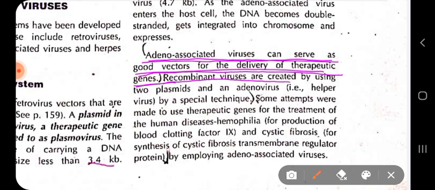Recombinant virus are created by using two plasmids and adenovirus with the help of a helper virus by a special technique. So now a special technique is being carried out by using recombinant. So we are using two plasmids, okay, and an adenovirus, that is a helper virus. By a special technique, we are using two plasmids and adenovirus together.